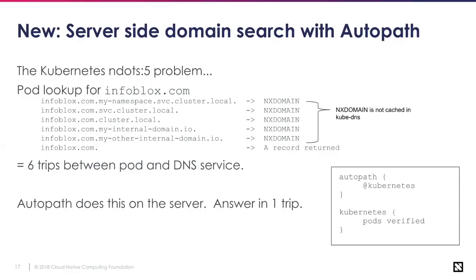One thing that makes this problem worse in KubeDNS is that none of those NXDOMAIN responses are cached because there's no negative caching by default. But it is all cached in CoreDNS. Next slide.